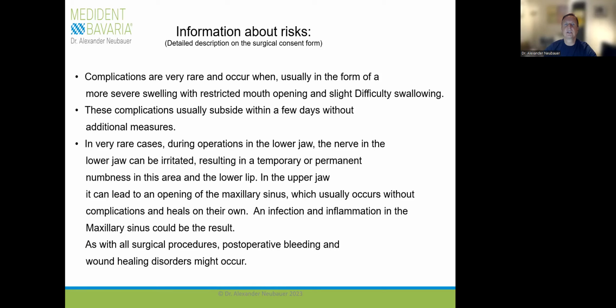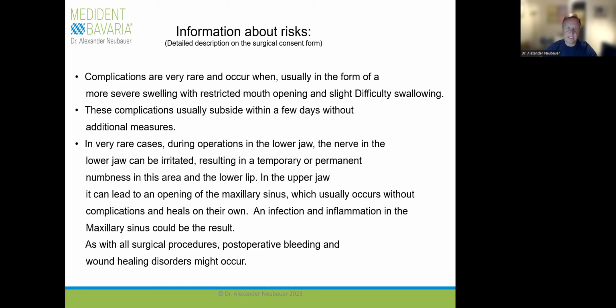Just to give you an idea, we perform thousands of cavitation surgeries, and we have never had any of the complications or risks which you see here. But nevertheless, I have to mention them. Complications are very rare and usually occur in the form of a more severe swelling with restricted mouth opening and slight difficulty in swallowing. These complications usually subside within a few days without any additional measures.